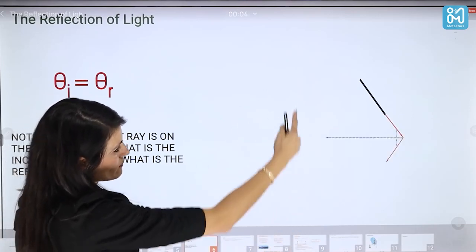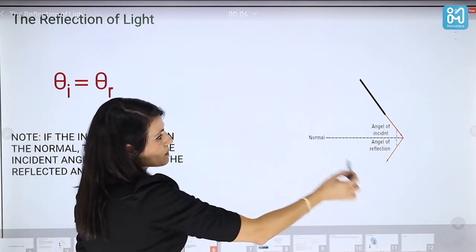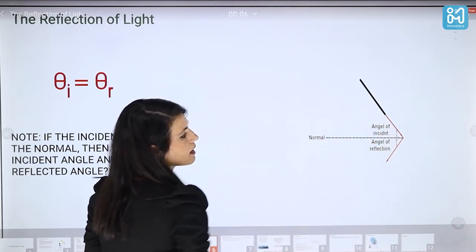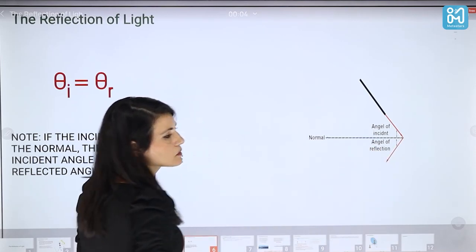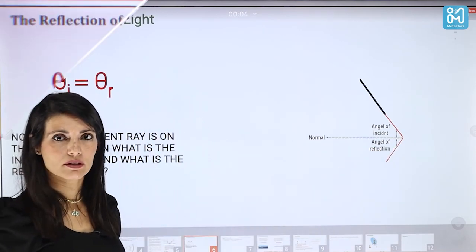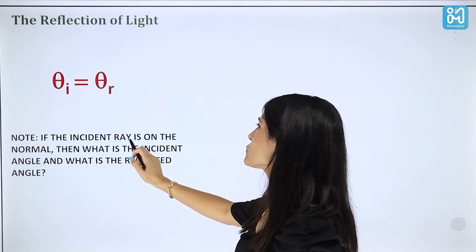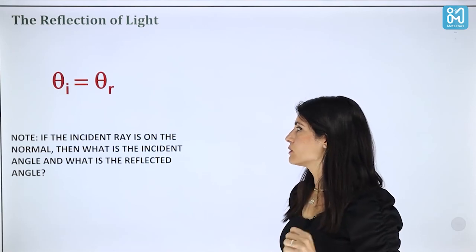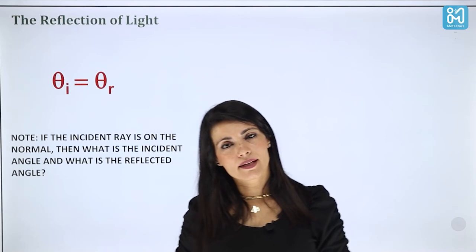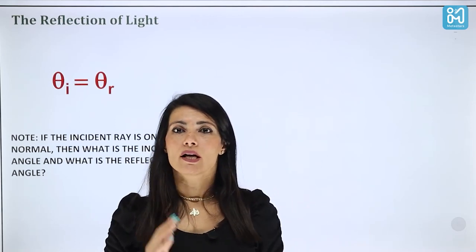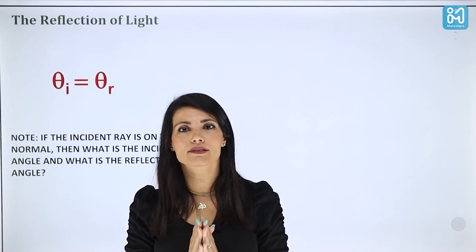So I have a surface, this is the incident angle, this is the reflected angle, this is the normal that is perpendicular to the surface, and we say that the angle of incidence is equal to the angle of reflection. Now, I have a question for you. If the incident ray is on the normal, then what is the incident angle and the reflected angle? Again, I will ask the question and then I will draw it. If the incident ray is on the normal, how will the light ray be reflected?